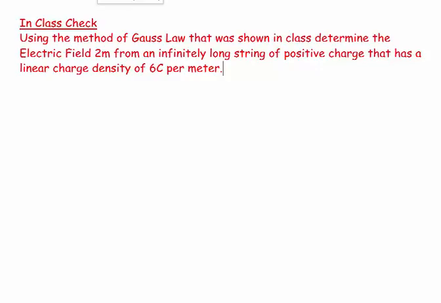Welcome. This question says, using the method of Gauss's law that was shown in class, determine the electric field 2 meters from an infinitely long string of positive charge that has a linear charge density of 6 coulombs per meter.